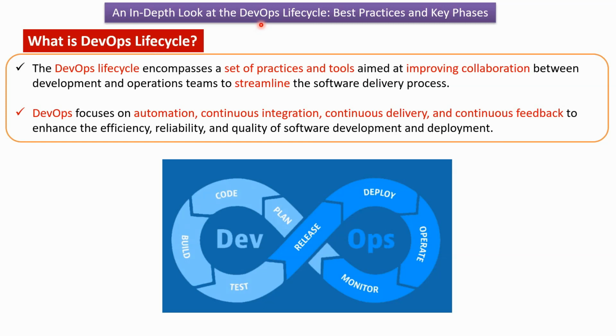In this video tutorial I will explain what is the DevOps lifecycle. The DevOps lifecycle encompasses a set of practices and tools which are aimed at improving collaboration between the development team and the operation team to streamline the software delivery process. DevOps focuses on automation, continuous integration, continuous delivery, and continuous feedback to enhance the efficiency, reliability, and quality of the software development and deployment. Here you can see the DevOps lifecycle.